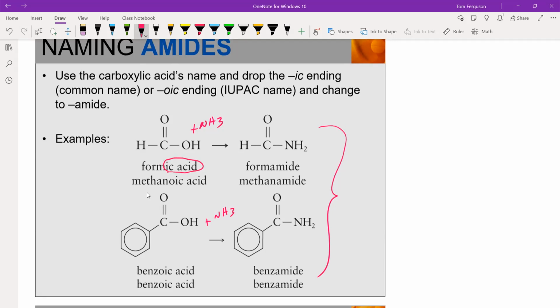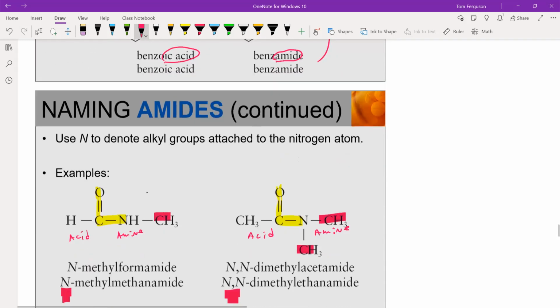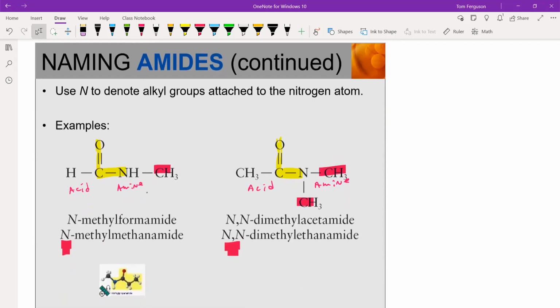So the -ic acid is replaced by the amide. So formic acid forms formamide. -ic acid, amide. And then the N, uppercase, italicized N, is used to denote anything coming off of that nitrogen in terms of either an amine or an amide.